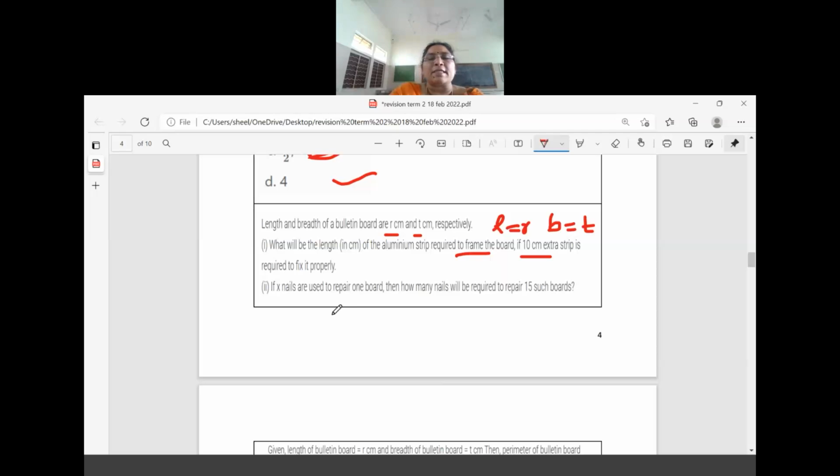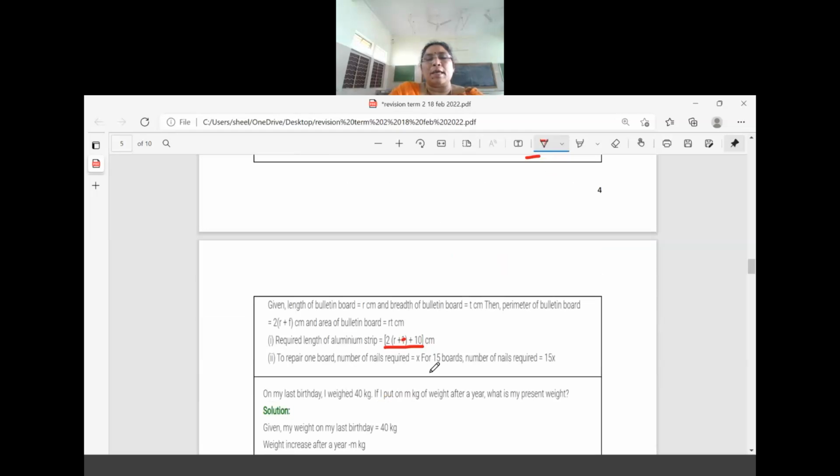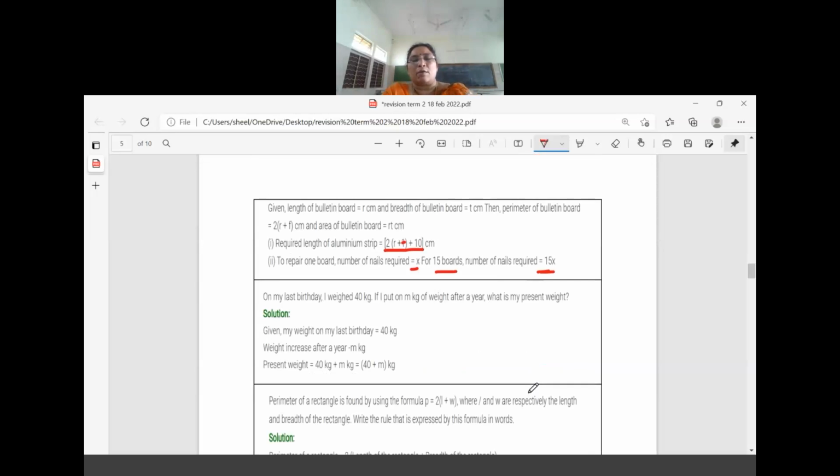If x nails are used to repair the board, then how many nails are required for 15 such boards? So x nails are used to repair one board. So for one board, how many x is required? One board, x will be there. How many boards? How many nails are there? x, isn't it? How many boards are there? 15. So how many nails are required? 15x only.